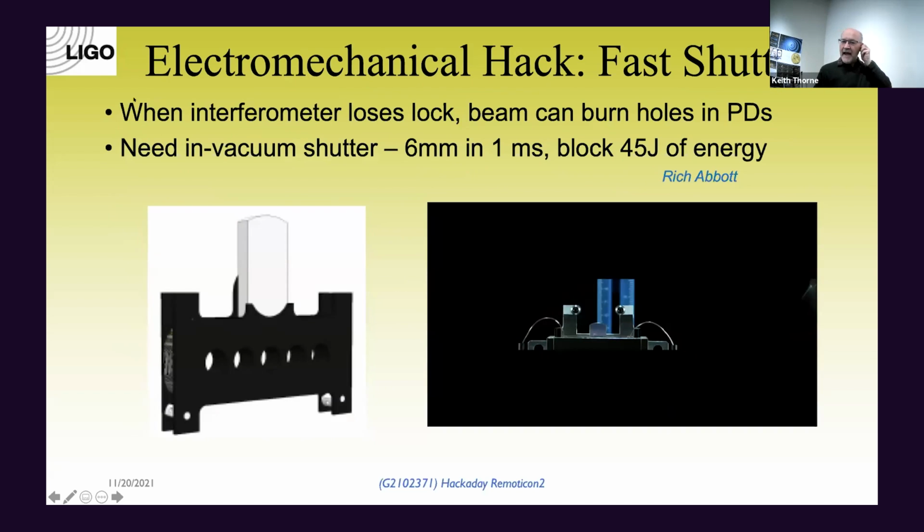Okay, then we have some electromechanical hacks. A fast shutter. Remember I told you there's a lot of power there? We were finding out when we would lose the lock, the power goes somewhere. We found it was burning holes in the substrate of the photodetectors. So we needed a vacuum shutter. Now it had some requirements. It had to go 6 millimeters in 1 millisecond and block 45 joules of energy.